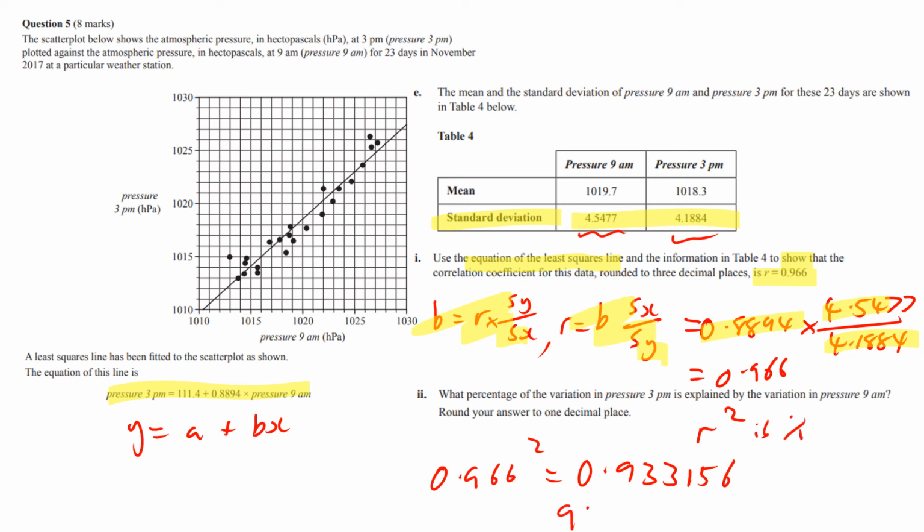So you get 93.3156, but we only want one decimal place. So the 3 looks at the 1, says bye-bye the rest of you. It's 93.3%. A lot of people just gave r as 96.6%. Classic mistake. You've got to square it. Just remember that sentence, the percentage of the variation. That's the coefficient of determination sentence. All right. Obviously, I'm going to give you a big mark later on just for changing 0.966 to a percentage.